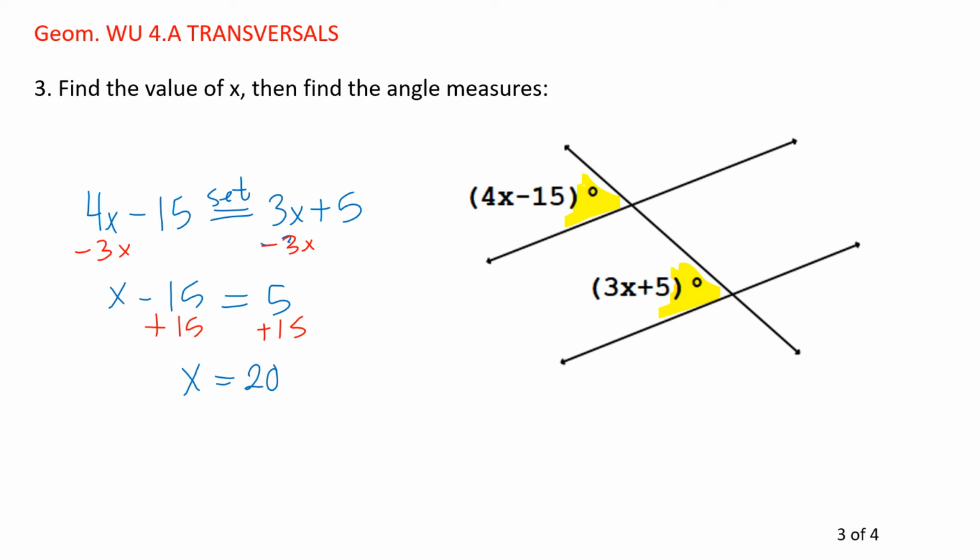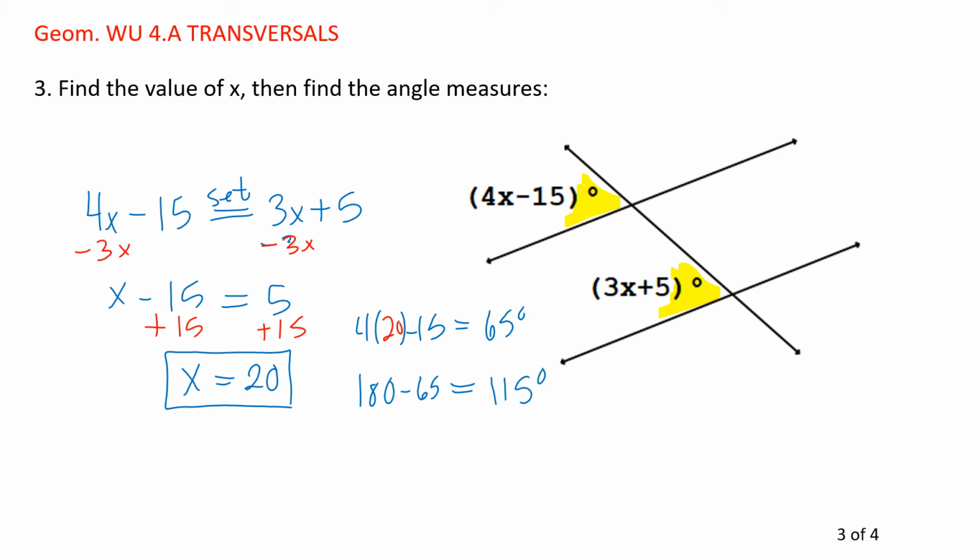Always check to make sure you found the answer to the question. I have found part of the answer, but this also wants me to plug it back in and find the other angle measures. So the measure of the first angle, 80 minus 15, I guess that's about 65. And then 180. All the rest of them are 115. So all the acute angles are 65. All the obtuse angles are 115.